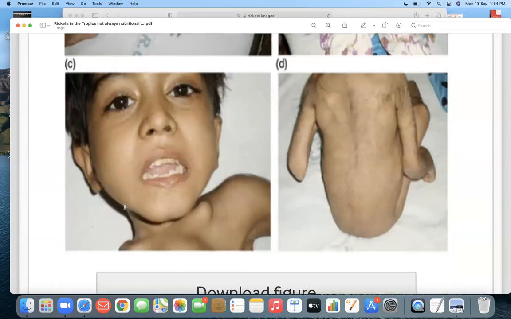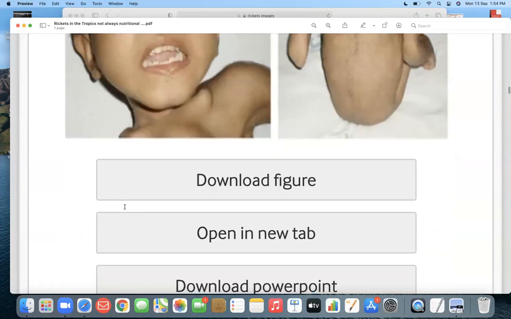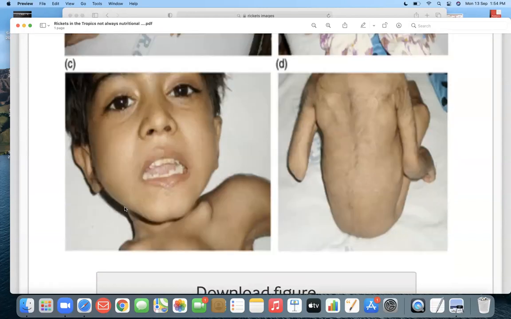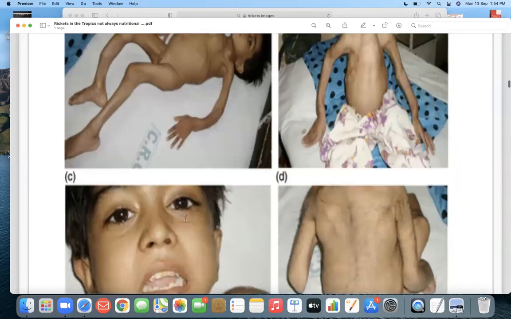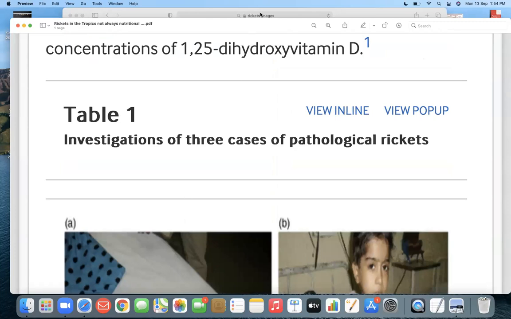Okay, so this is the picture, an emaciated child with so many deformities. Here also maybe there's some callus formation or something, I'm not sure. Like this is the type 1.